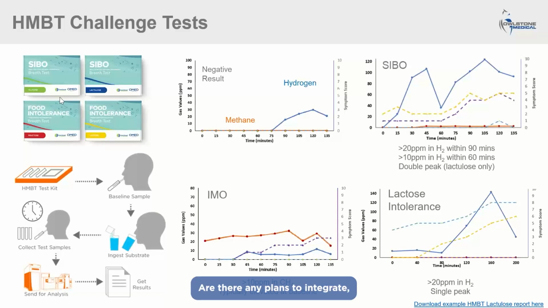Are there any plans to integrate hydrogen sulfide into the OMED analytics? The answer is yes. As many VOCs as we can analyze in the OMED device, we would love to do that. At the moment, the device is extremely accurate in analyzing hydrogen and methane, compared to the gold standards such as the Gastrolyzer breath monitor. But at the moment, just those two biomarkers.